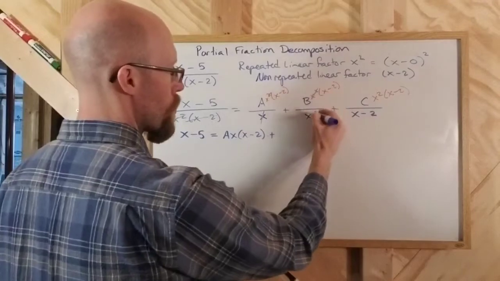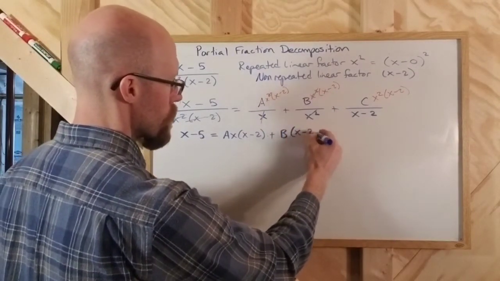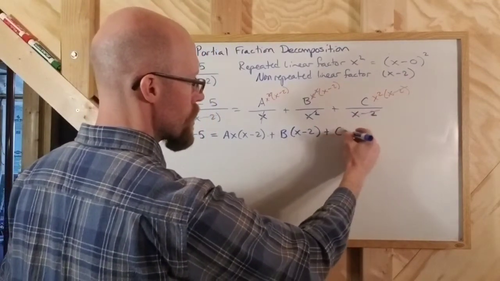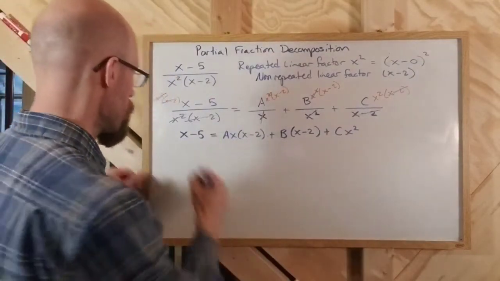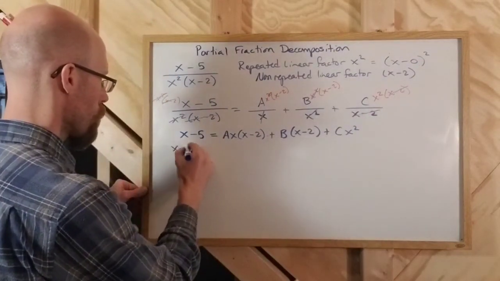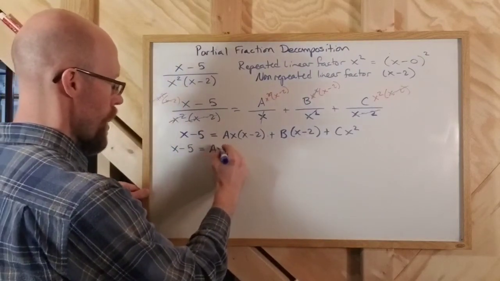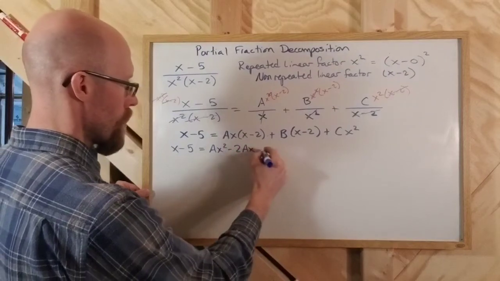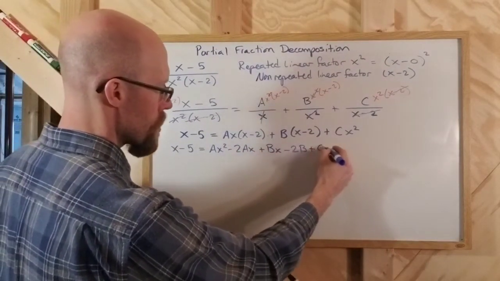Here in the middle, both of the x's cancel. I get b times the quantity x minus 2. And then here on the right, the x minus 2's cancel, so I get a cx squared. Then if I expand all of this and match up my corresponding terms, I get x minus 5 equals ax squared minus 2ax plus bx minus 2b plus cx squared.